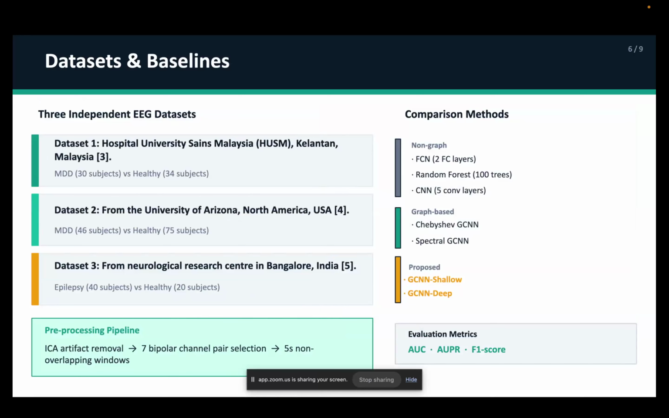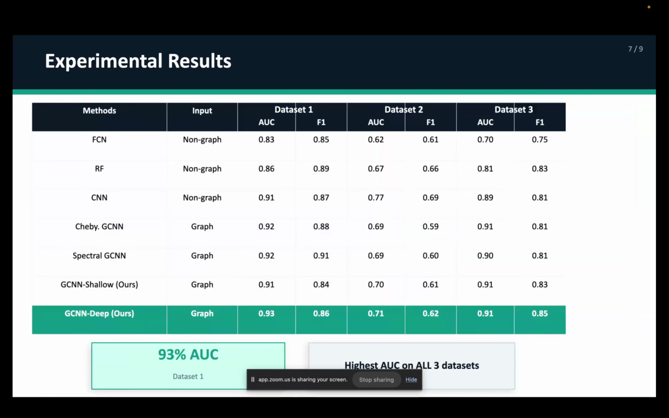So the evaluation metrics we use are AUC and F1 score. Here are the results, where the graph-based methods outperform the non-graph-based methods. The proposed method, GCNN deep, has outperformed with 93% AUC on the MDD dataset.